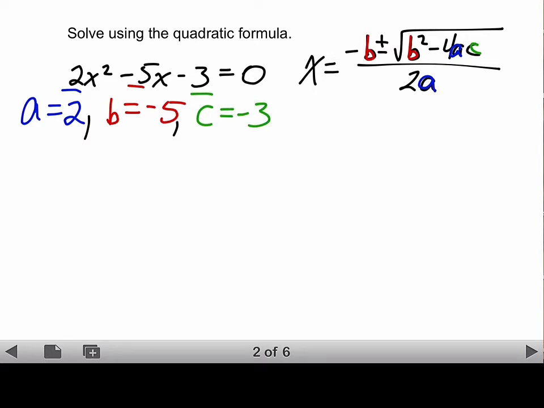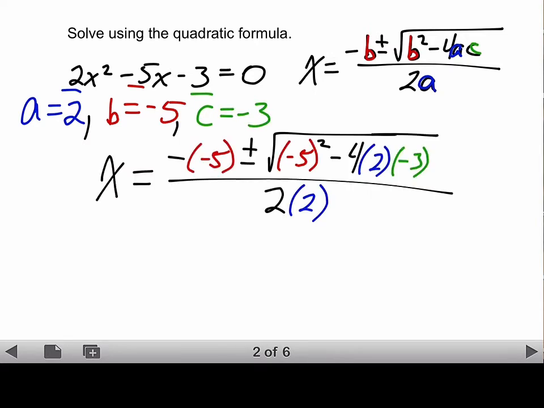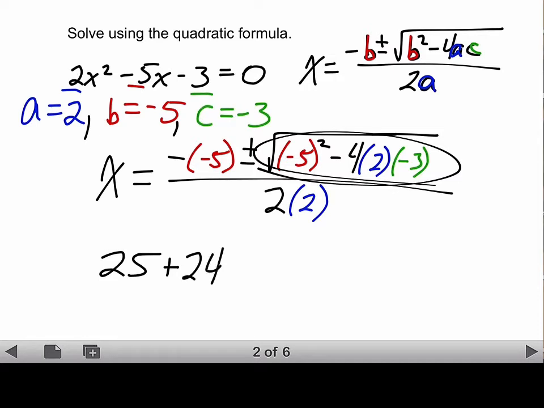Substituting for a, b, and c, we're going to end up with x equals the negative of negative 5 plus or minus the square root of negative 5 squared minus 4 times 2 times negative 3 all over 2 times 2. Let's explore this discriminant that we have. It's going to evaluate to 25. That negative negative is going to be a plus because that's multiplication. 24, which is equal to 49.